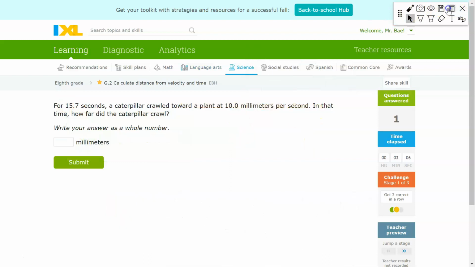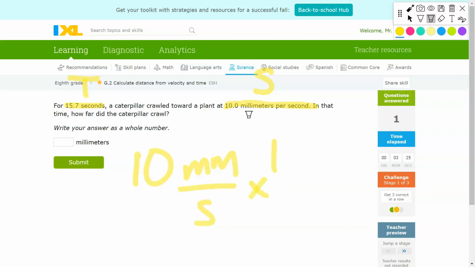Alright, next question. For 15.7 seconds, that is your time. The caterpillar crawled at 10 millimeters per second. That is your speed. So you just have to do 10 millimeters per second multiplied by the time, which is 15.7 seconds. The seconds will cancel out. Your answer would then be 157.